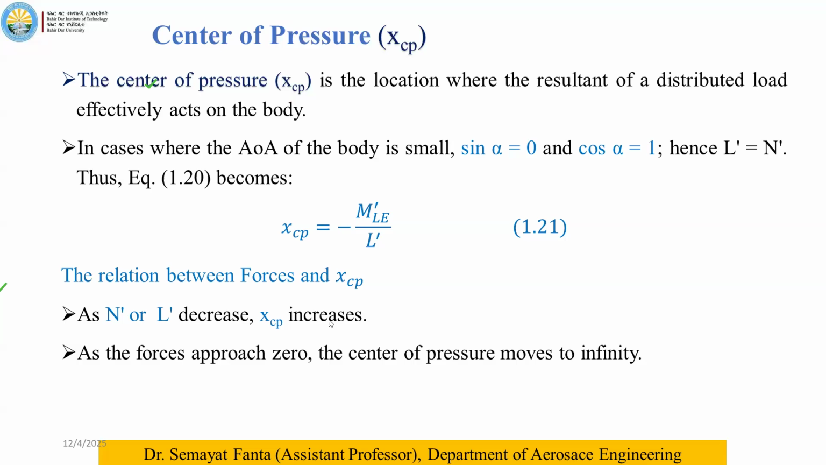If the lift force is higher and higher, then what happens? The XCP is smaller, because XCP and the lift are inversely proportional. As the force approaches zero, the center of pressure moves to infinity backward. That means an unstable condition may happen, right?